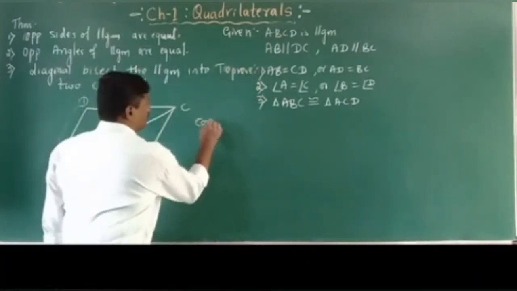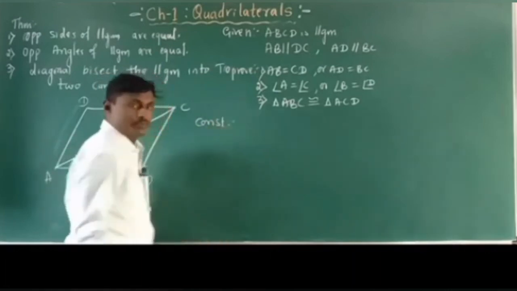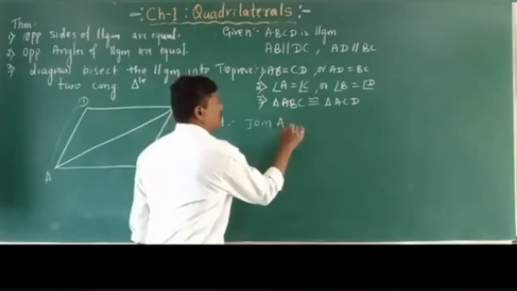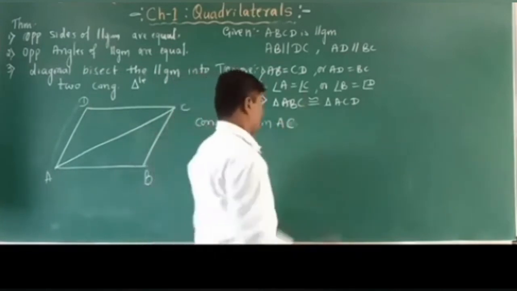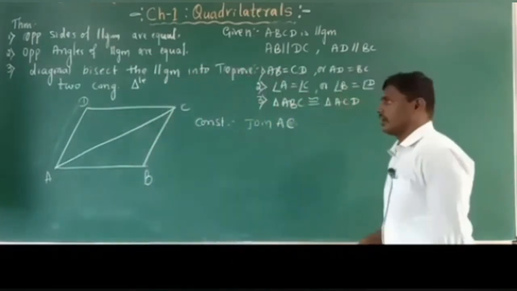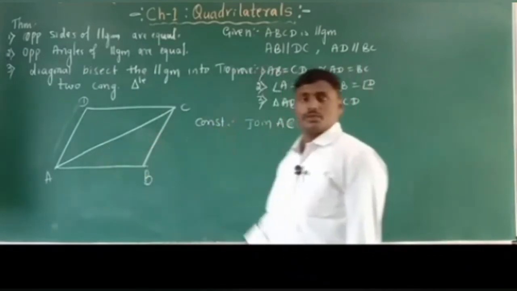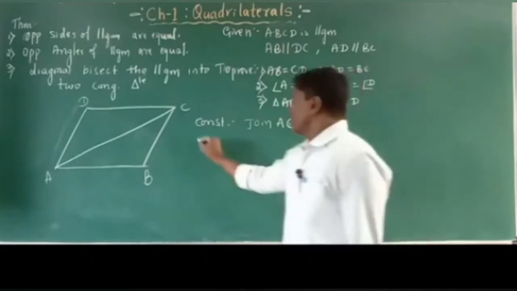Next, construction. Join AC. That AC is a diagonal, or draw the diagonal from point A to C, right? Proof.